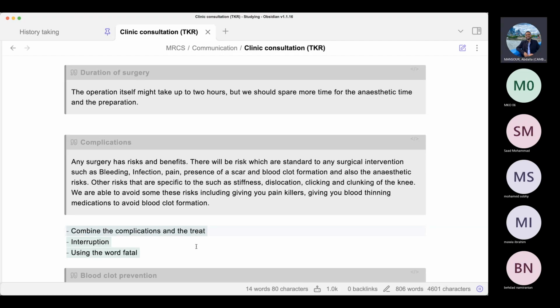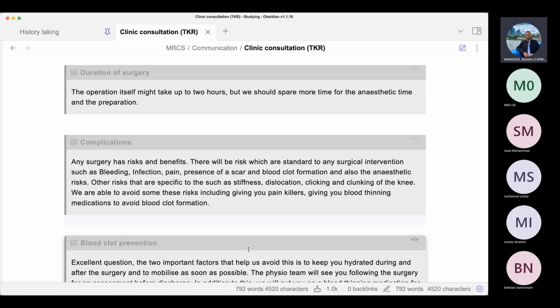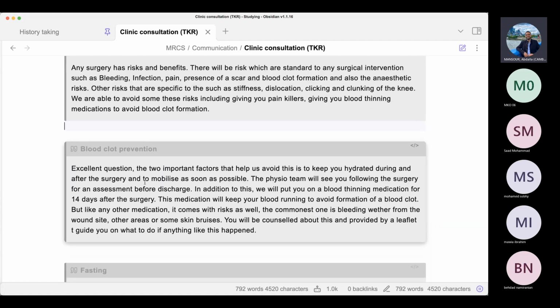Okay, and again, we can talk about the pain. The pain is significantly important. I would mention it as the first thing in my complications. I talked about the blood clot prevention. I think you've answered this very well. Yes, there is a risk of blood clot, but we can keep you hydrated and we can mobilize you as soon as possible. Most importantly, you need to mention the physiotherapy team.